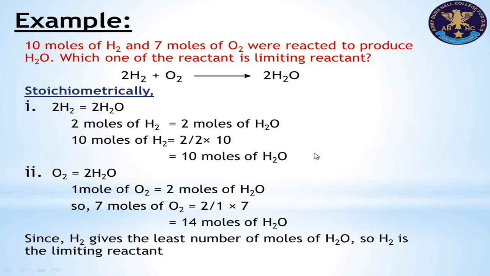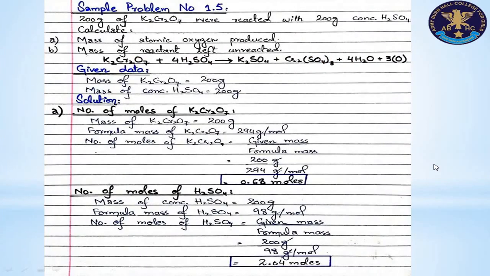So with the help of this, we can locate the limiting reactant in a particular numerical problem and what will be the excess reactant. Next we have sample problem number 1.5 related to this topic. We have different numericals and we have to solve these numericals with the steps I have explained earlier.